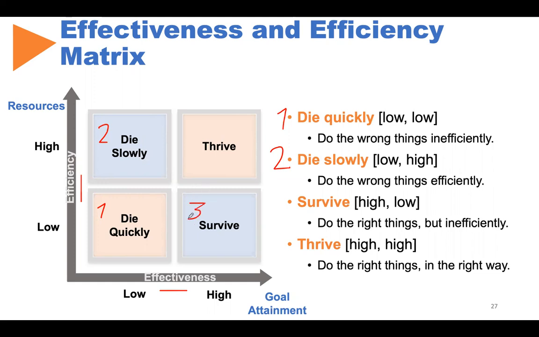We might survive, meaning we have lost opportunities because we're doing the right things, but we're doing them inefficiently. So it's taking us too much time, too many employees, too much money. And because of that, we are losing opportunities that we might have had. So we might be surviving because at least we're meeting our goals, but we are not thriving because we are missing out on opportunities.